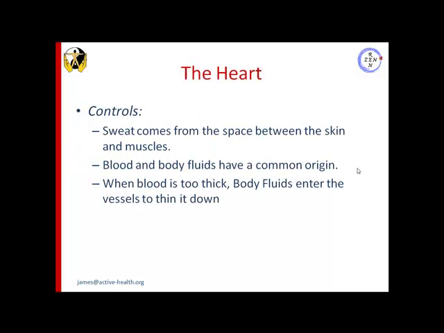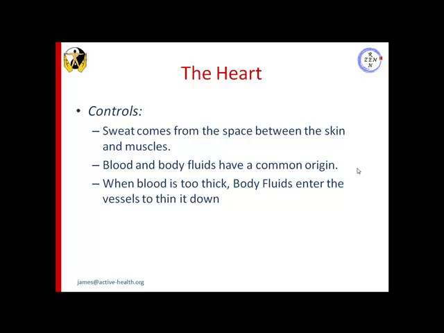The next function that we're going to look at is the heart's function of controlling sweat. Sweat comes from the space between the skin and the muscles, and the blood and body fluids have a common origin. They say that when the blood is too thick, body fluids enter the vessels and thin it down. Since the heart governs the blood, and this has a relationship of mutual exchange with body fluids, and of course sweat is part of body fluids, the heart is related to sweat.